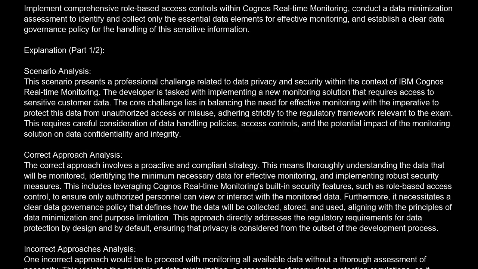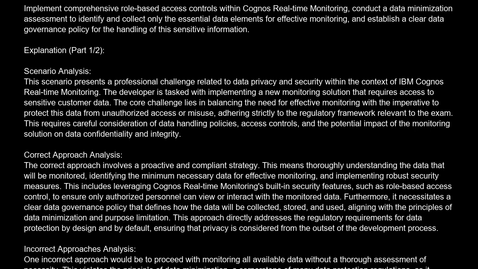The correct answer is C. Implement comprehensive role-based access controls within Cognos real-time monitoring. Conduct a data minimization assessment to identify and collect only the essential data elements for effective monitoring, and establish a clear data governance policy for the handling of this sensitive information.